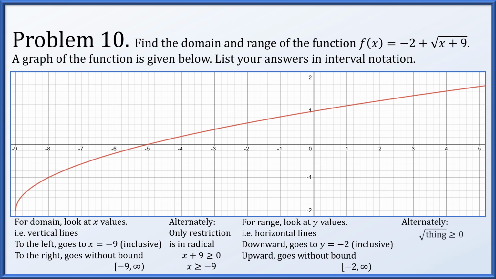interval. Another way to do this is to say the square root of a thing can be any value bigger than or equal to 0. We have negative 2 plus the square root of a thing for our function, so the range of our function is bigger than or equal to minus 2.